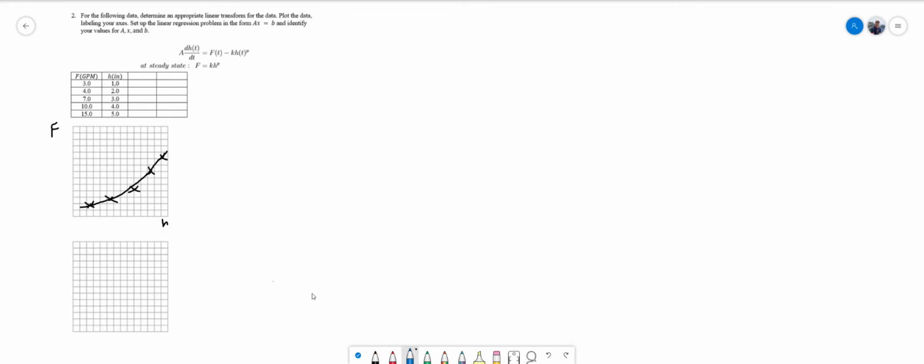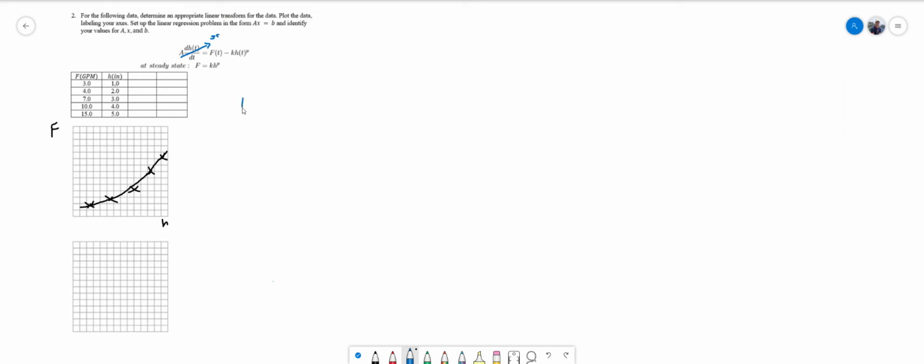All right, the next thing I want you guys to do is transform this equation into its linear form. I'm even helping you out a little bit here, saying it's steady state, so this is going to go to 0 at steady state. And I can rearrange the equation to be f equals k times h raised to the p. This is still not in its linear form, therefore I need to get it into its linear state. And so I can do that by taking the natural log of both sides of the equation.